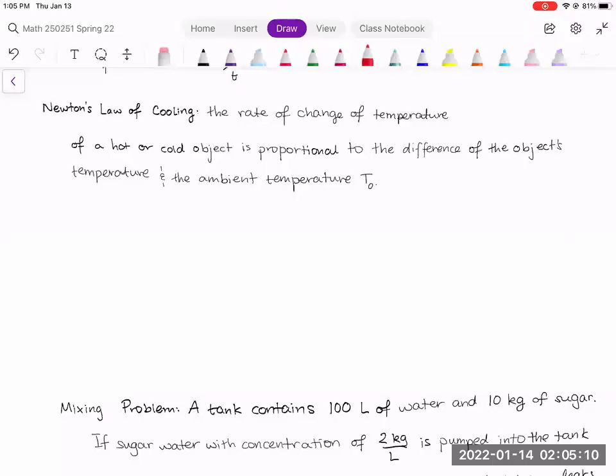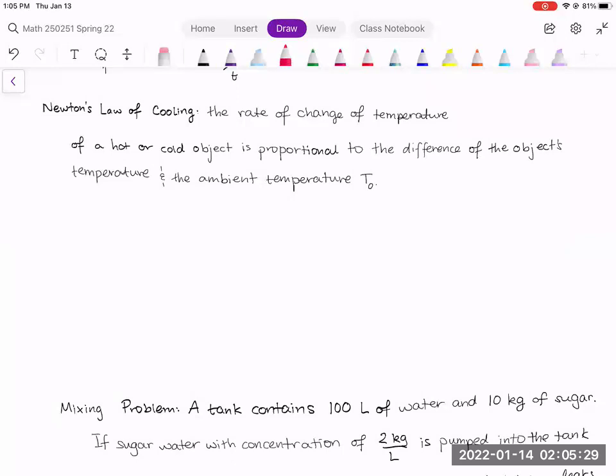All right, so Newton's law of cooling says the rate of change of temperature of either a hot object or a cold object is going to be proportional to the difference of the object's temperature and the ambient temperature T naught. Okay, so what are we trying to measure here?